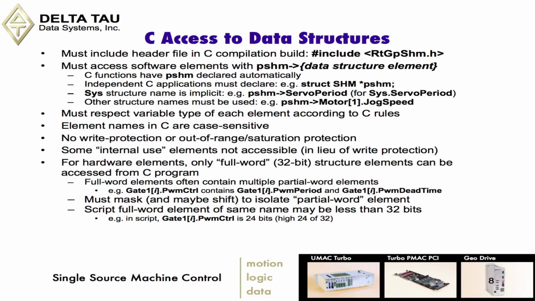For the hardware elements, like the different gates, the different ASICs, anything that's pointing to real, true hardware in C, it's always the full 32-bit that you get. Even if the structure element in the script is only pointing to a section of that 32 bits, for whatever feature it is in Power PMAC, in the C environment, it's always going to look at the entire 32 bits, whether the structure name is pointing at the top 32 or somewhere near the bottom or somewhere near the middle. It's up to you to make sure that you access the right bits in that element name. So you have to do masking and shifting to isolate the partial word element.